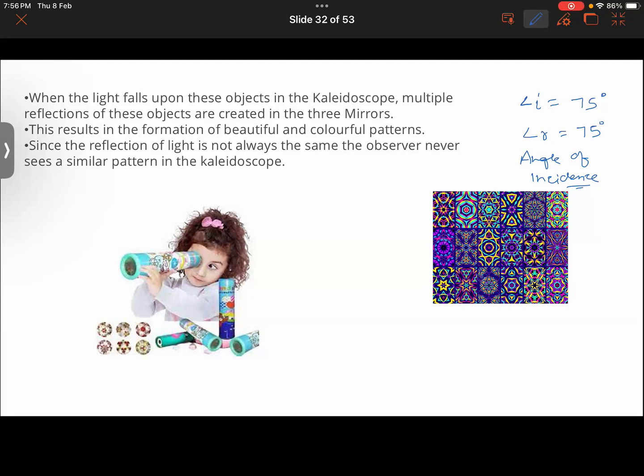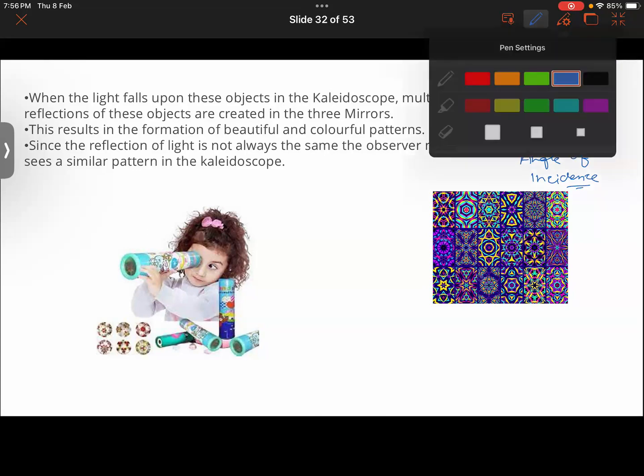Sir, do I have to draw only the angle of incidence or both the angle of reflection also? You can show both. No need to use a ruler. Just draw a simple diagram. Okay.